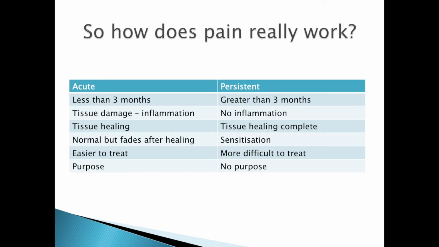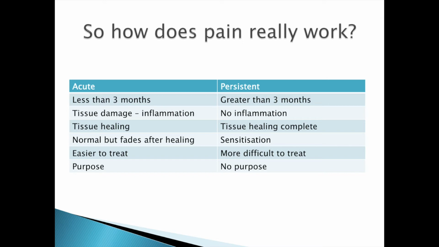So if we think about pain, we normally generalize it into two categories of acute and persistent. Now, acute is the very clear-cut biological pain process that follows those healing and tissue healing processes that we know and study. So this is under 3 months, under 12 weeks.